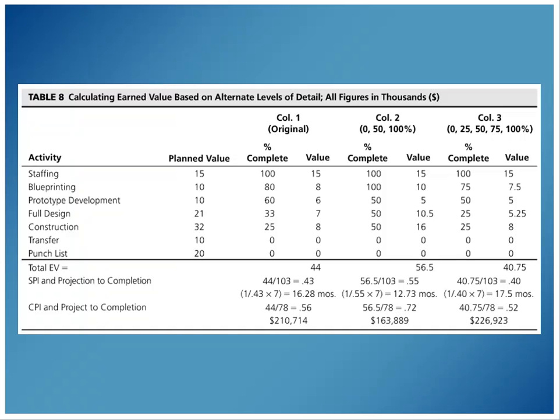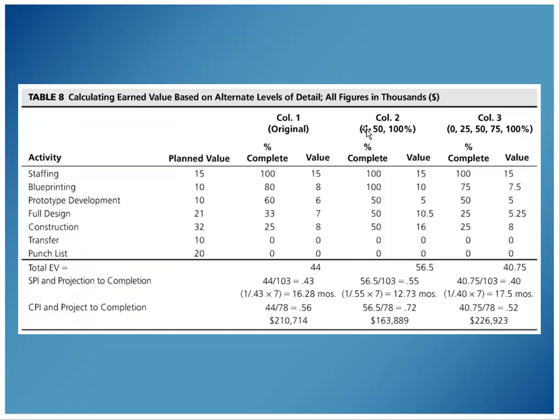Taking those percentages and running through the process that we just went through ourselves, we can make an estimate that this project is going to be done. The project lifetime is going to be 16.28 months, and it's going to cost $210,000 to complete. Now, without changing anything other than these percentages, let's round them to a 0, 50, 100 model.